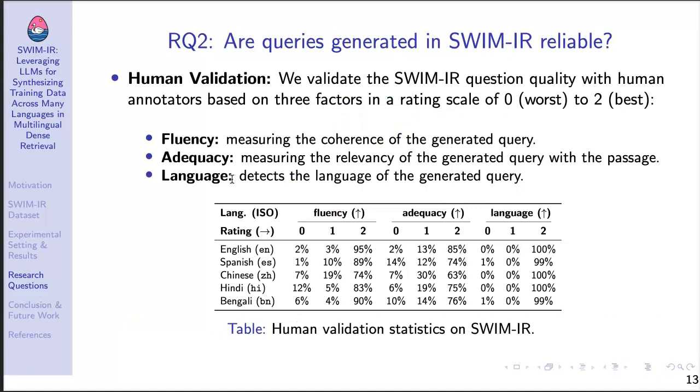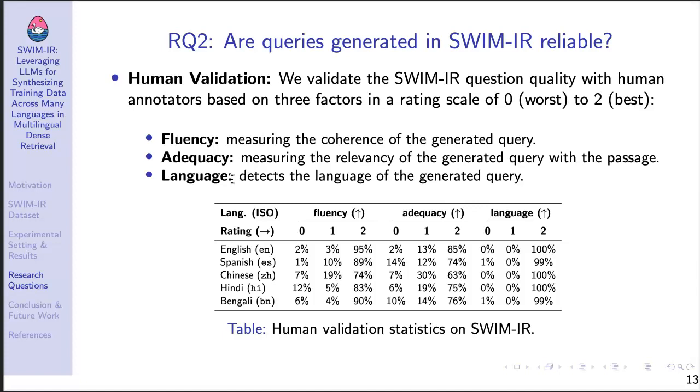The next research question we want to ask is whether the queries generated in SwimIR are really reliable or not. In order to do this, we conducted a human validation procedure where we gave human annotators certain guidelines and asked them to evaluate sampled queries from SwimIR on 3 factors, on a rating scale from 0, which indicates the worst, to 2, which indicates the best rating.